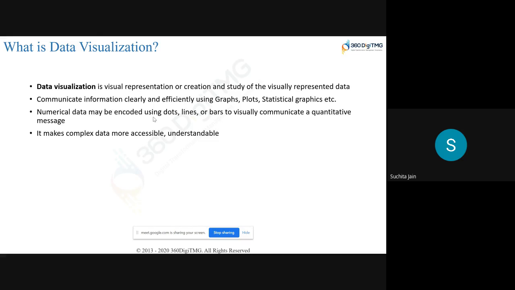Okay, so in very simple words, one thing that you should remember: what is data visualization? Data visualization is representation of your data in a graphical format. Okay, you just remember this one line.